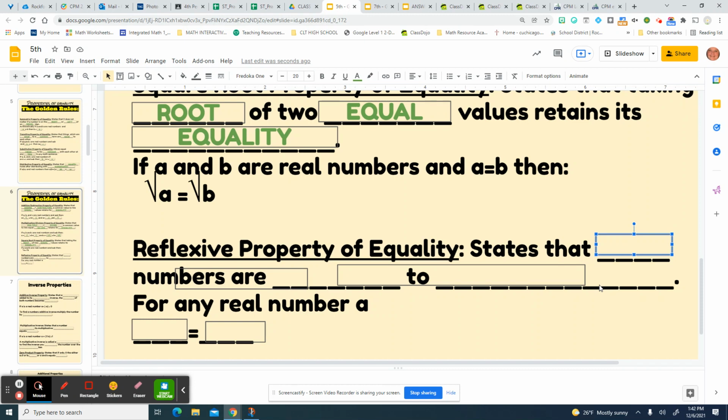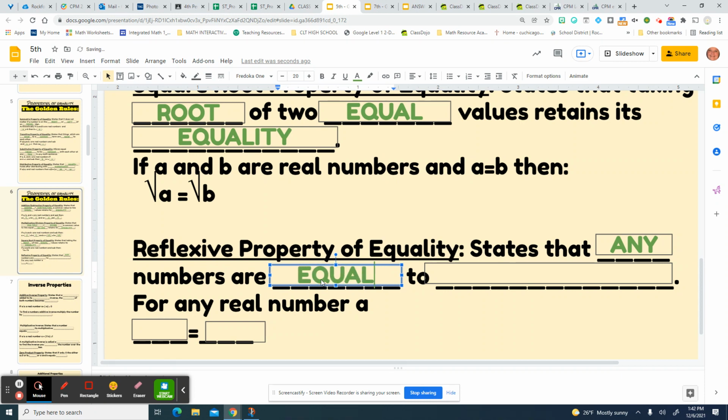Okay, the reflexive property of equality. What do you think of when you think of reflect? Many of you guys may have looked at one this morning. The mirror, right? A mirror image. So the reflexive property of equality states any number or numbers, and these for whatever reason moved over, so we got to slide them over, are equal to themselves. So for any real number A, A must equal A.